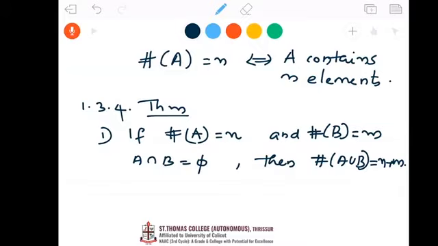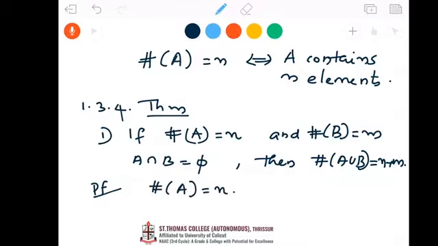So A is a finite set with n elements, B is a finite set with m elements, and they are disjoint sets. So their union will contain n plus m elements. Okay, so let's prove this first. Then I will go to the next part of this theorem. To prove this, what all things are we given? We are given that set A contains n elements.